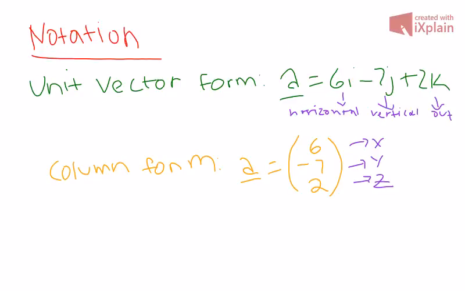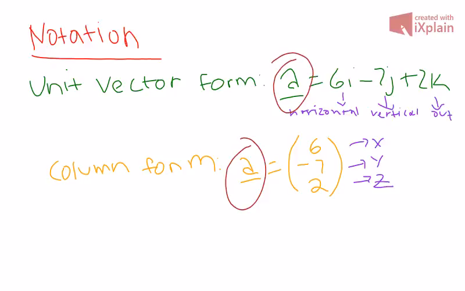Vectors can be written in either unit vector form or column form. A lowercase bold letter is used to represent a vector, but with handwriting it's difficult to tell when it's bold, so oftentimes we underline the lowercase letter to represent the vector. In this example, vector a equals 6i minus 7j plus 2k is the same thing as vector a equals (6, -7, 2). The 6 is horizontal, the -7 is vertical, and because these are 3D, I like to think about the 2 as sort of coming out.